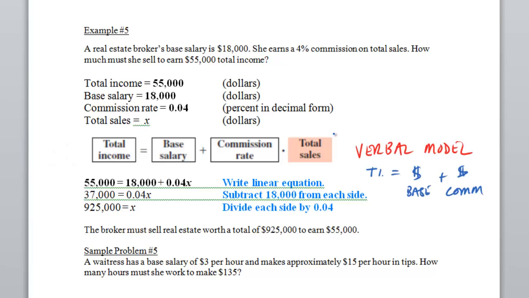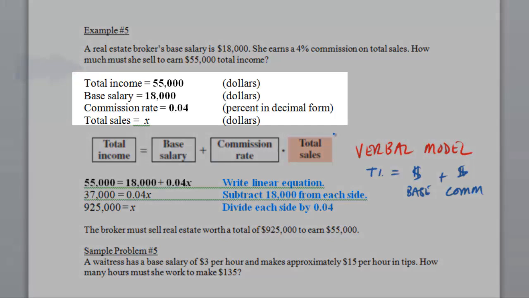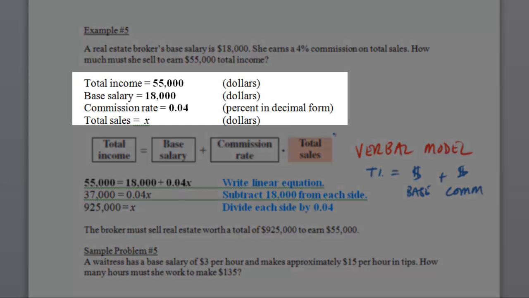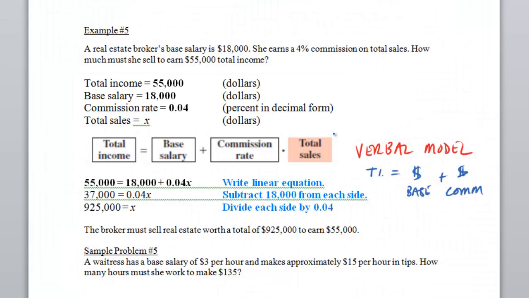Now, I sometimes like to put that first and then take what we have and apply all of the individual parts. And so I now know that I'm looking for a total income of $55,000. I have a base salary of $18,000, a commission rate of 4%, which is written as a decimal, and I'm looking for my total sales. So we can substitute the parts in the verbal model that we have numerical values for, and we can replace what we're looking for, the total sales, with the x variable. Then we would have a linear equation that we would solve in a normal fashion.